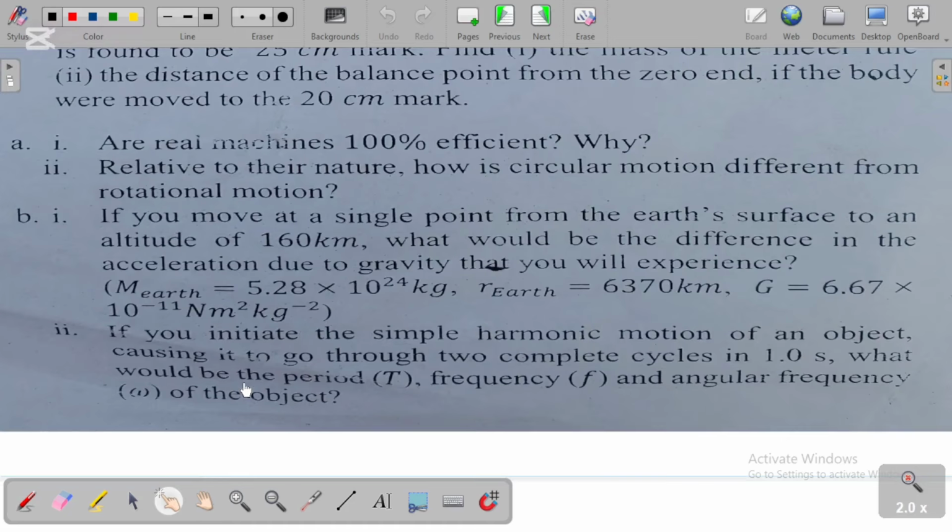Let's look at the question again. In the question, we are asked to find the difference in the acceleration due to gravity. So we have two accelerations due to gravity already, G1 and G2. To find the difference, we are going to subtract one from the other.